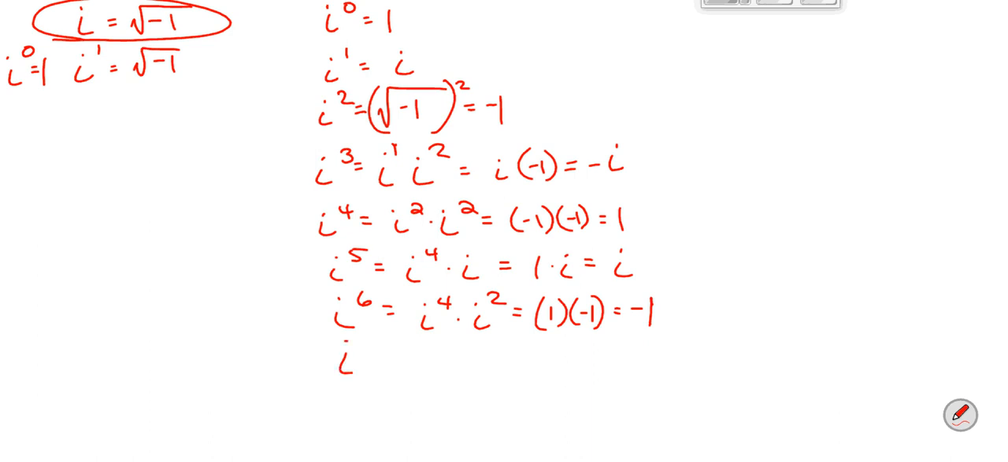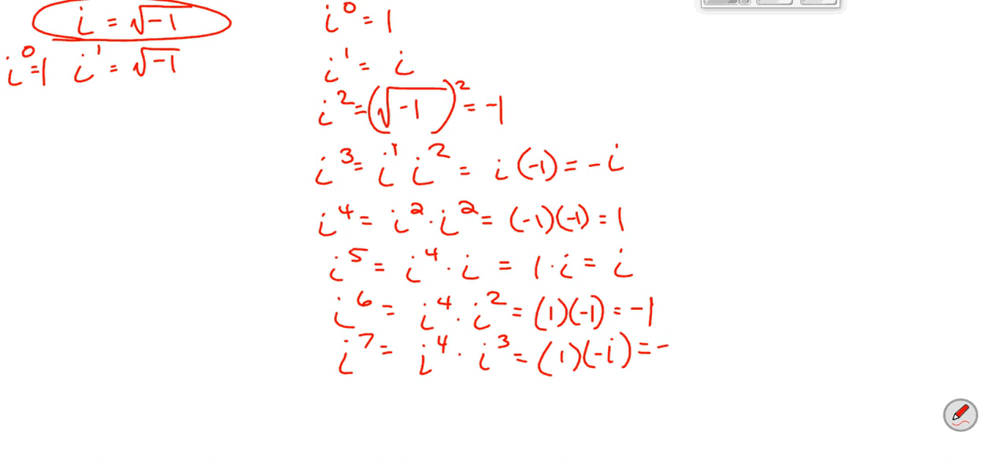I'm going to use i to the 4th again because i to the 4th is an easy power to use. And then times i to the 3rd. And then I'm going to look above here. i to the 4th is 1. i to the 3rd is -i. So it'll be 1 times -i, which is -i.